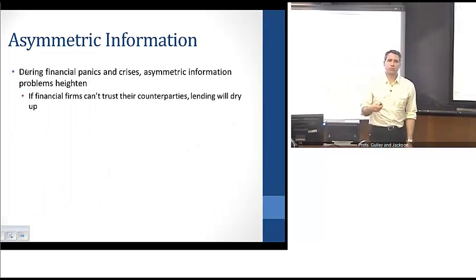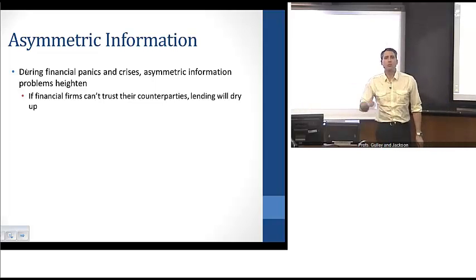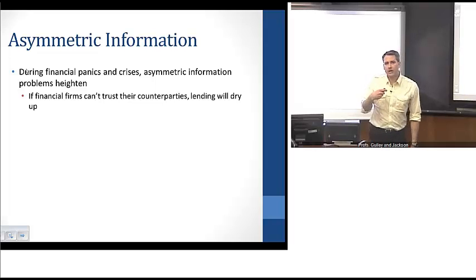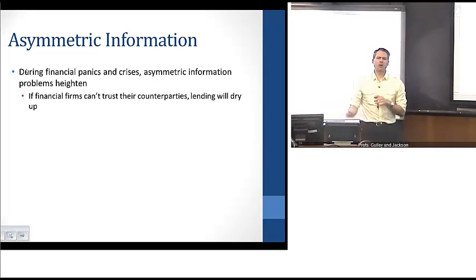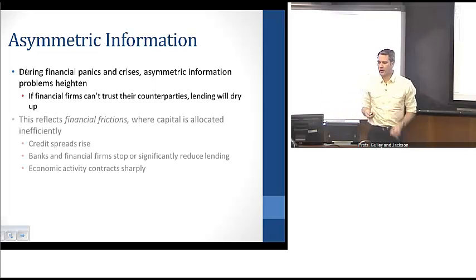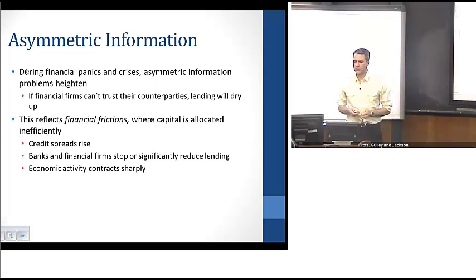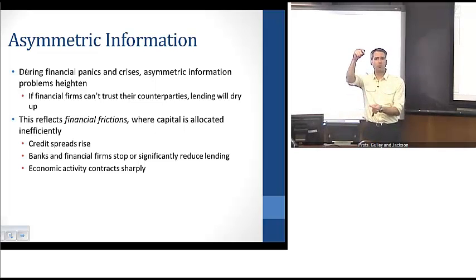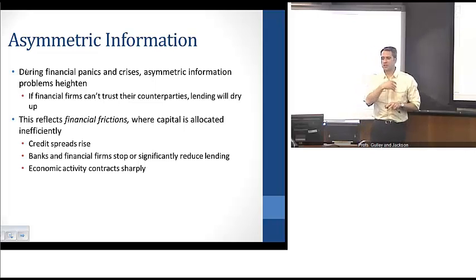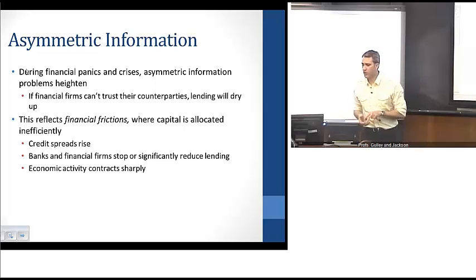It turns out that during financial panics and crises, these asymmetric information problems heighten, and they sharpen dramatically, in fact. The basic idea here is that borrowers don't know much about lenders, and lenders can't really know much about borrowers or find them. As a result of this, lending often dries up. This reflects this notion of financial frictions in financial markets. When we have financial frictions, you have capital allocated very inefficiently. A symptom of these financial frictions is that you see credit spreads rise, so the difference between market interest rates and so-called safe interest rates becomes much more dramatic. As a result, you can see banks and financial firms stop lending or significantly slow their lending, and economic activity contracts sharply.